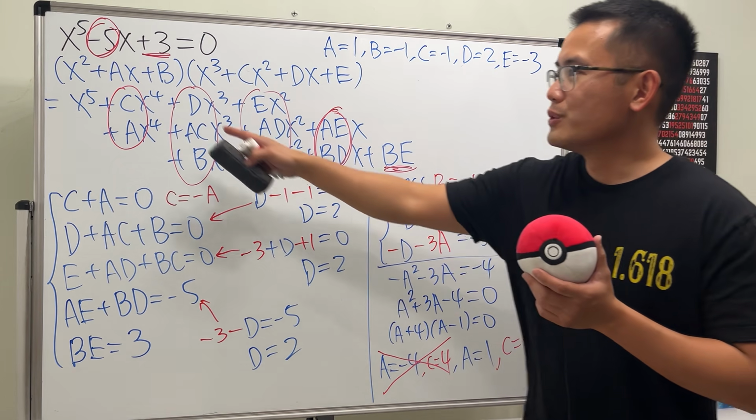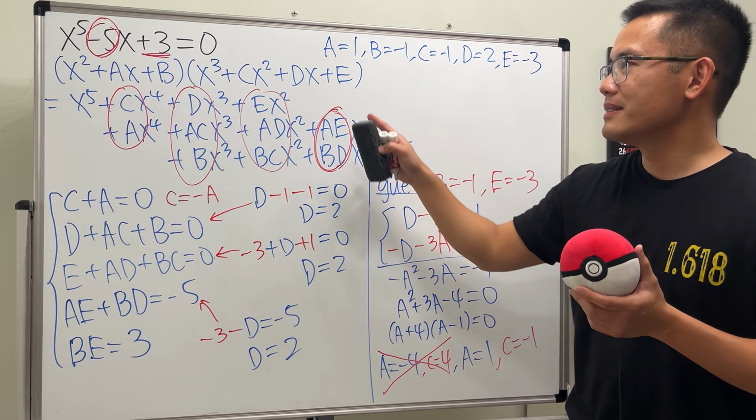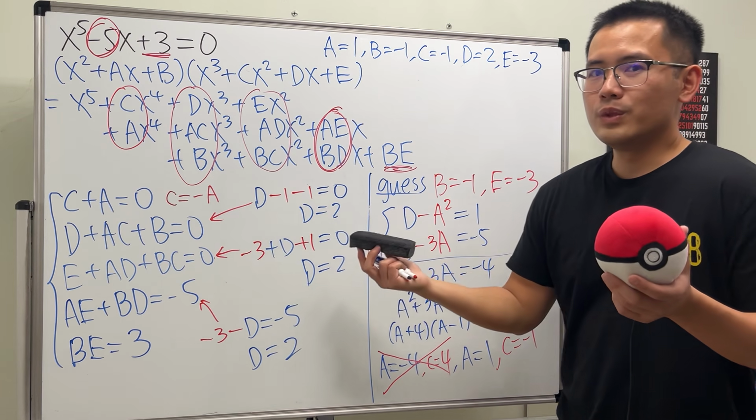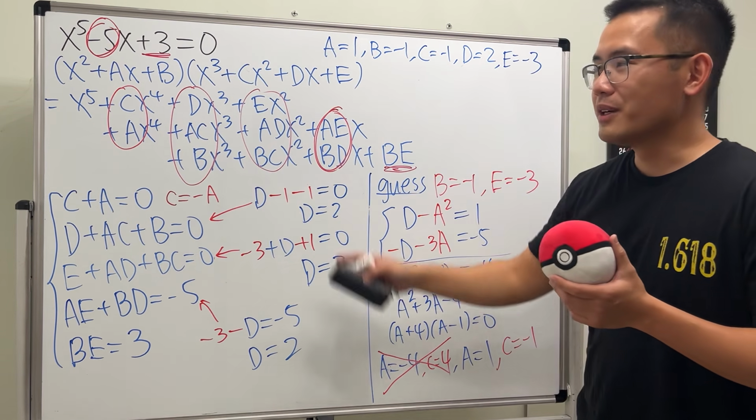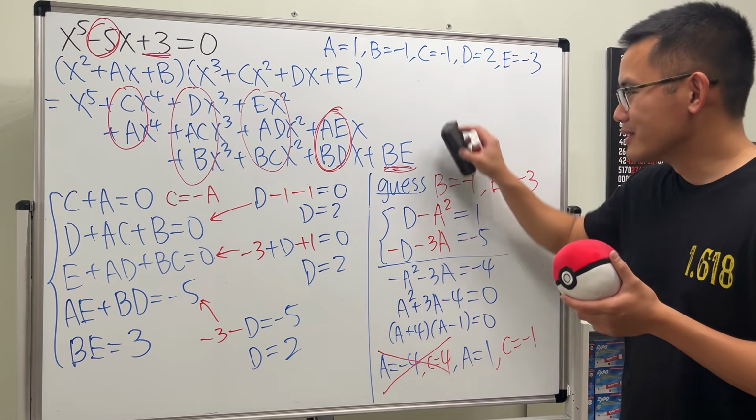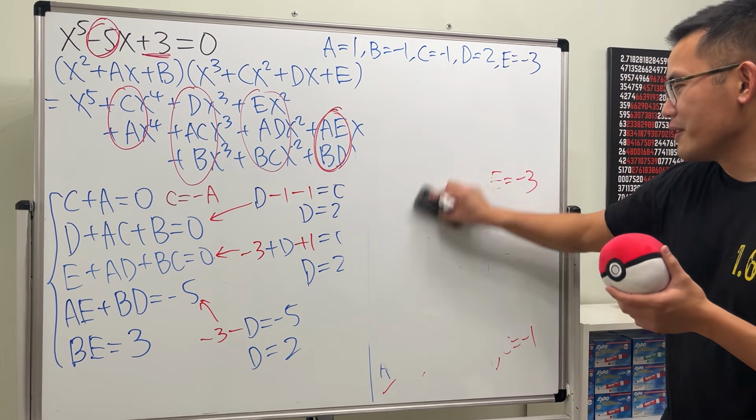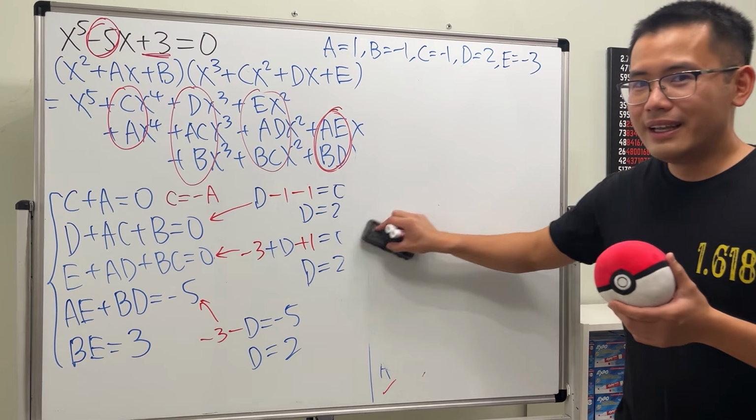Alright, this is great, because now we will just get a quadratic times a cubic. As long as we can solve the quadratic and as long as we can solve the cubic, we're done. So let's see how we can continue from here. Let me just erase the board.